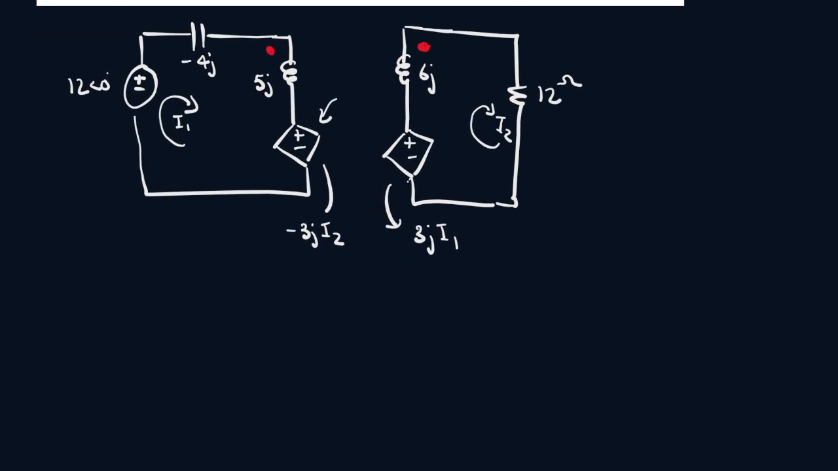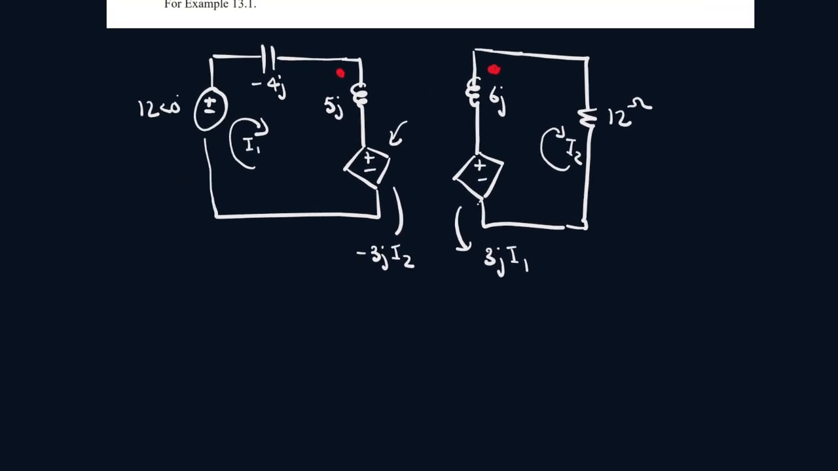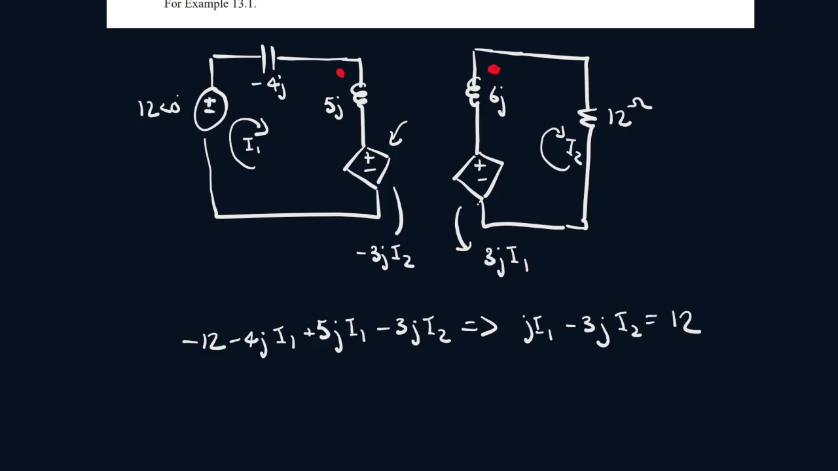And now we have to solve for I1 and I2. So let's quickly get to it. It's minus 12 phasor 0 degrees. So it's pretty much minus 12 minus 4j I1 plus 5j I1 plus minus 3j I2. And this simplifies to j I1 minus 3j I2 is equal to 12.